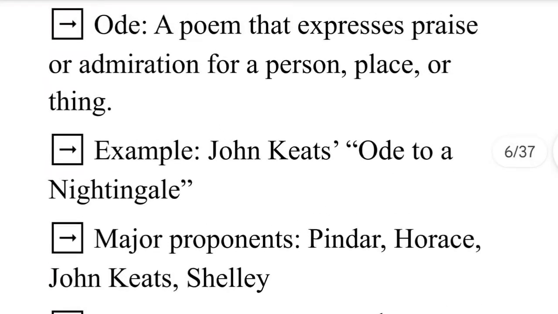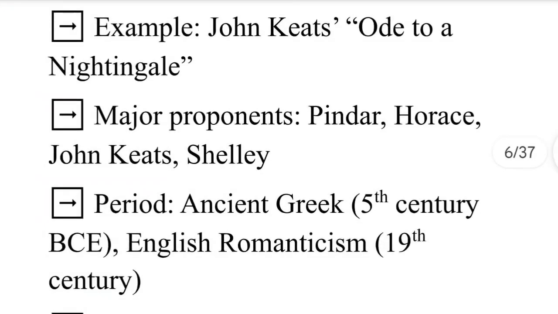And the major proponents are Pindar, Horace, John Keats, and Shelley, P.B. Shelley, which is Percy Bysshe Shelley. So these are the major proponents. When it comes to period, when it comes to overall literature, during ancient Greek, which is during the 5th century BCE, this was invented and this became popular during ancient Greek.